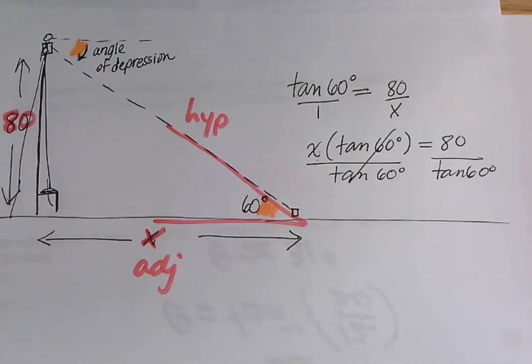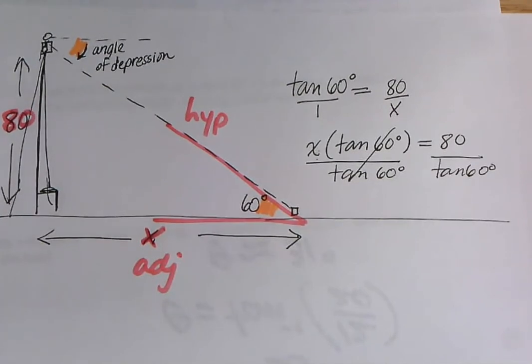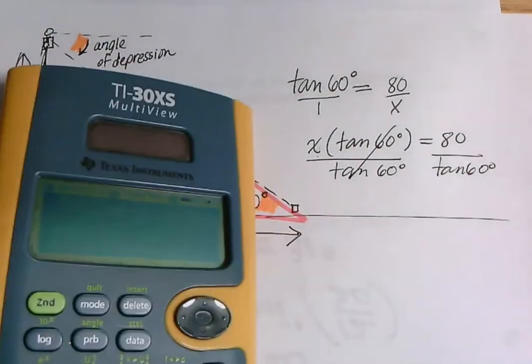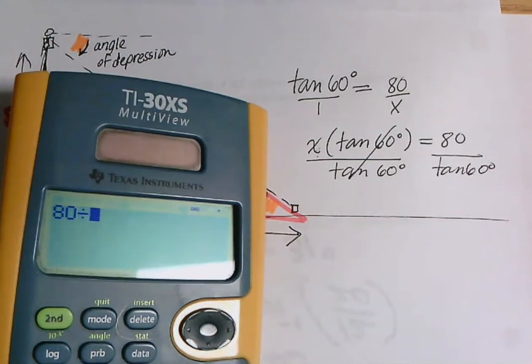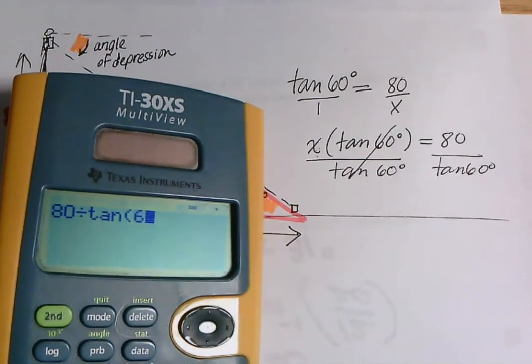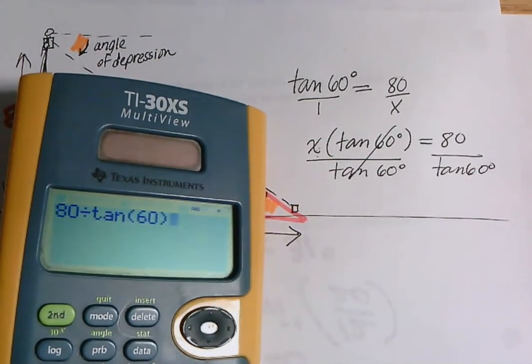Sorry, I was off the screen there. And that means that x is going to be 80 divided by tan 60, which means it's time to get out my calculator. So 80 divided by, this is regular tan 60. I'm not trying to find a missing angle, so I do not use inverse.